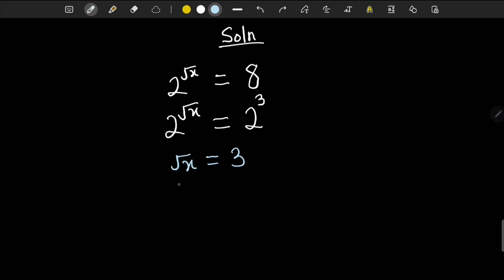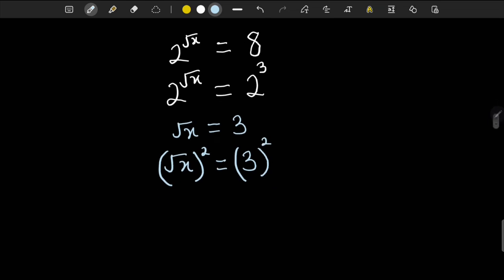So you have the square root of x, right, all squared is equal to 3 squared. 3 squared, right? What you do to the left hand side of the equation, you should do the same to the right hand side. So since we are squaring the left hand side, we are supposed to square the right hand side as well.